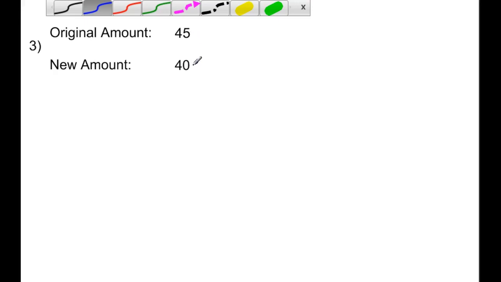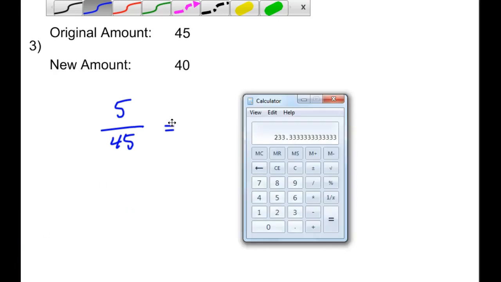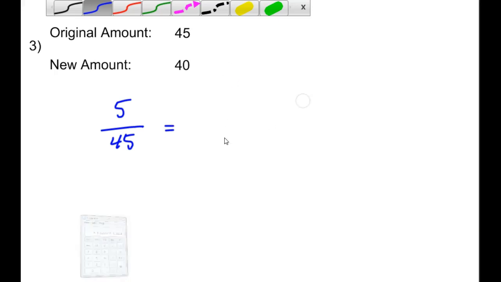Okay, we went from 45 to 40, so this is going to be a decrease. Find the change. It's 5. Don't worry about which one is first when you subtract. Don't worry about a positive or negative. Over 45, the original amount. 5 divided by 45. It's going to be 1/9, which I'm not sure what that is, so I'll punch in 5 divided by 45 equals 11.1 repeating.